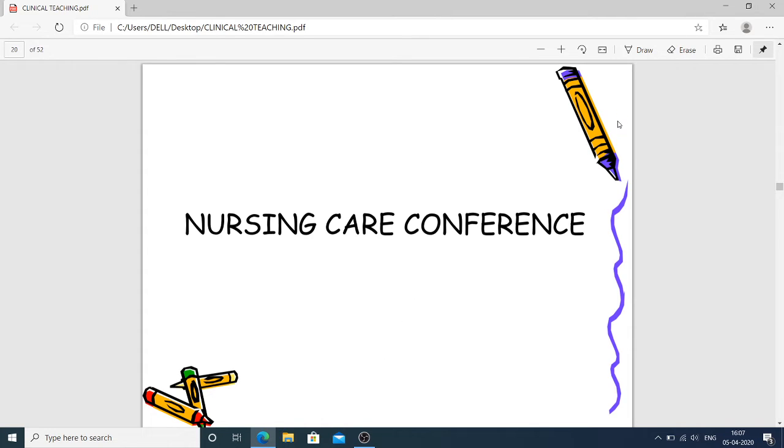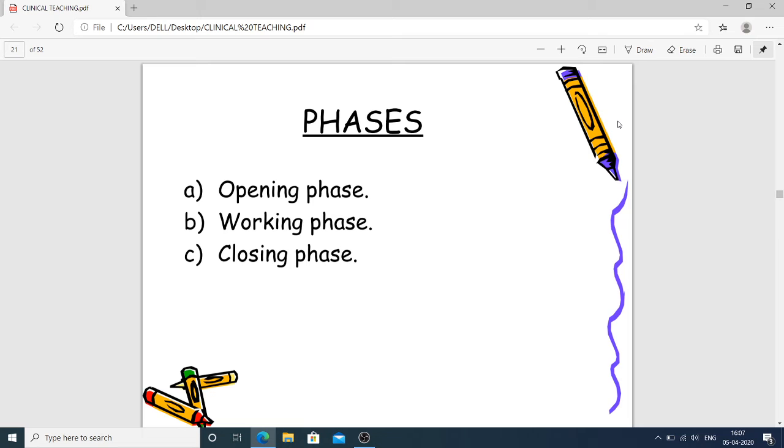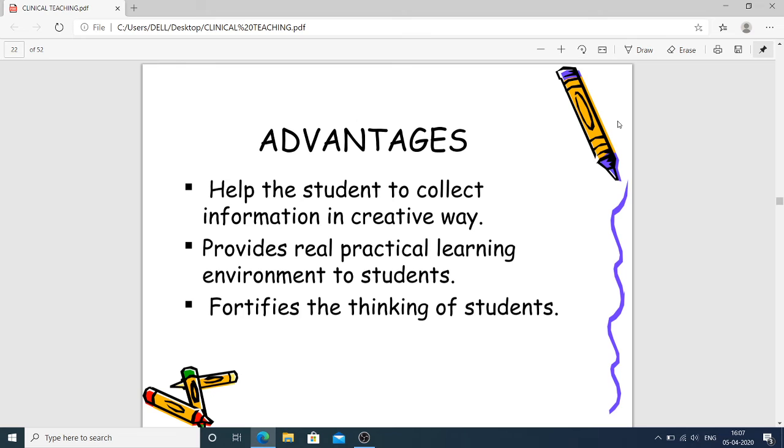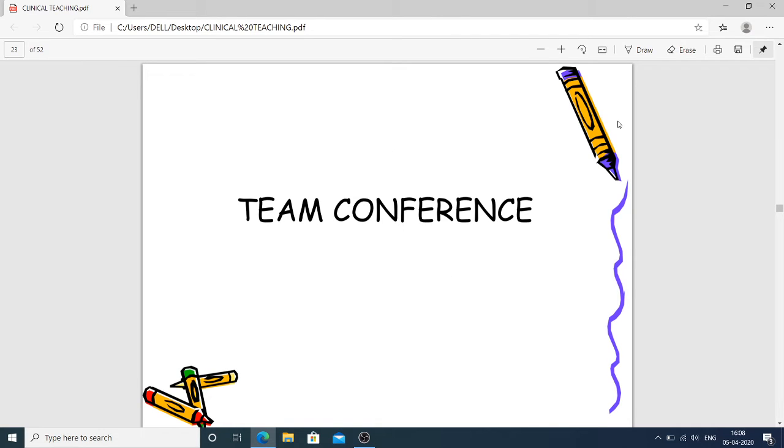Then staff conferences, nursing care conferences. There are three phases: opening phase, when the conference starts; working phase, when all members are working on that planning; then closing phase, when the conference finishes. Advantages: it helps the student to collect information in a creative way, provides a real practical learning environment to students, and fortifies the thinking of students. Fortify means strengthen the thinking of the students with knowledge.